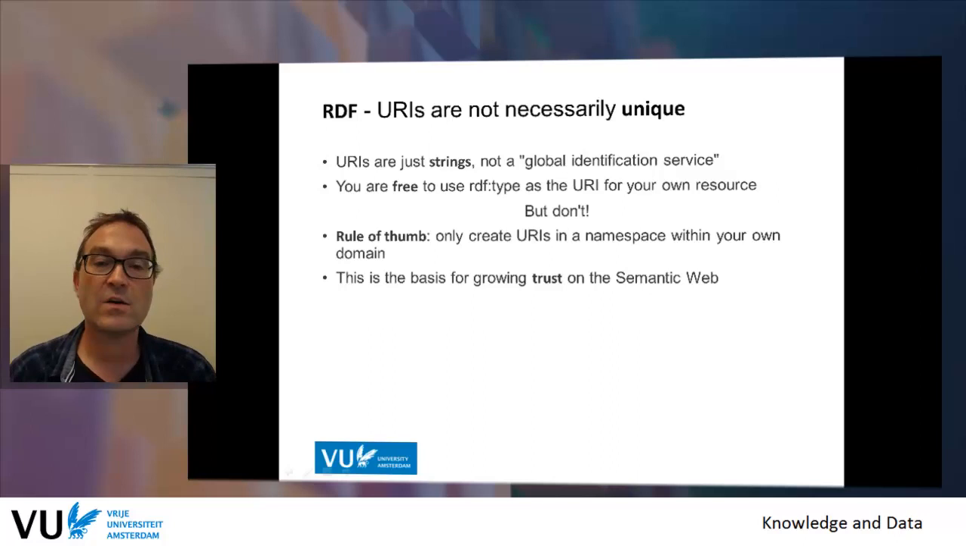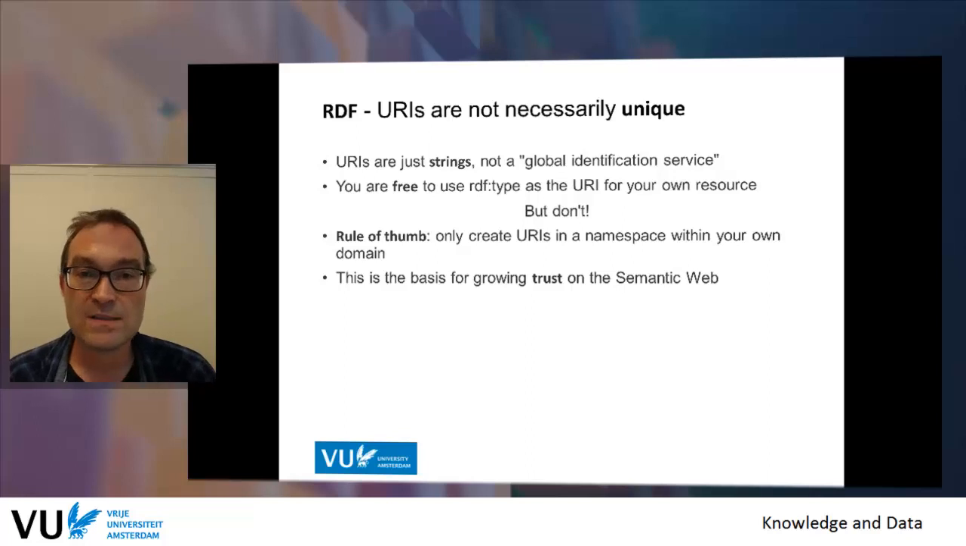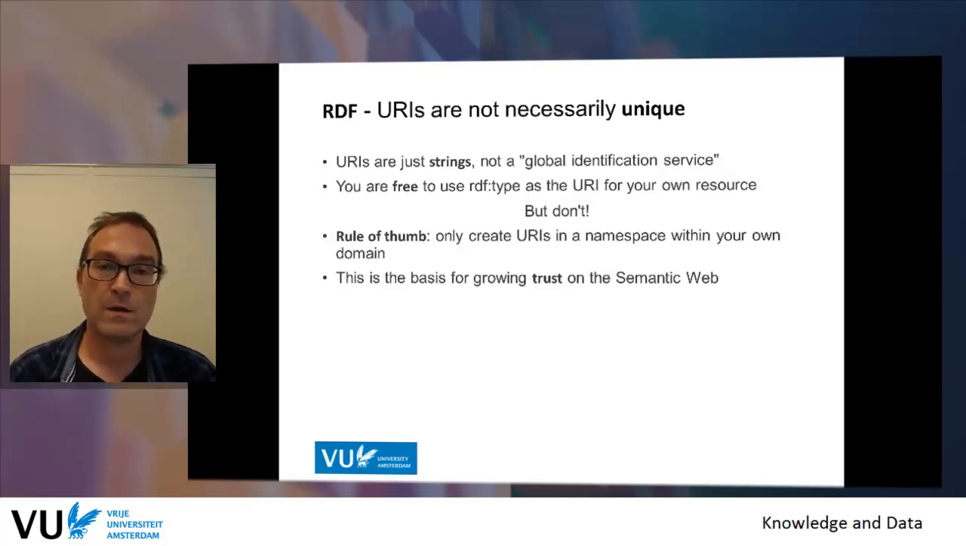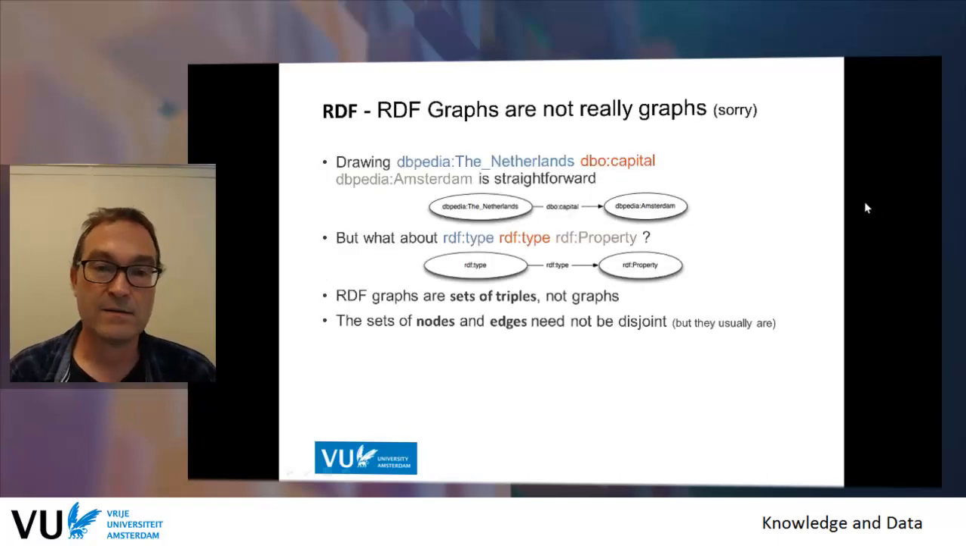So create your URIs in a namespace within your own domain so that you can use it and that you can trust it, and that other people who want to use it know where it comes from and so forth. This is the basis for growing trust on the semantic web, that you know that you can trust information when it is referenced in a certain way. But it's very important to understand.